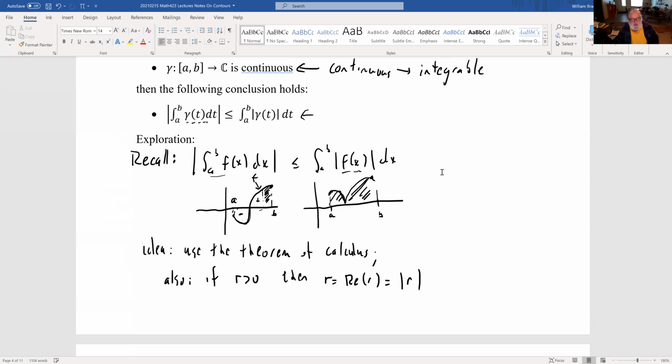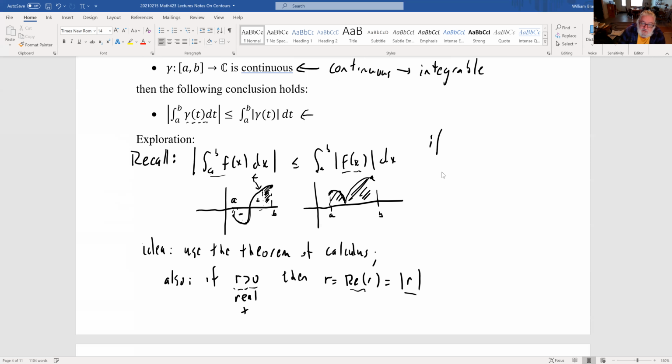And this weird identity, right? If r is greater than 0, and whenever we use a greater than or less than sign, that means r is real and positive. Remember that the complex numbers don't have any particular order on them, so you can't say one complex number is less than or greater than another one. Then what's true about positive real numbers? They're equal to their own real part, and they're equal to their absolute value.